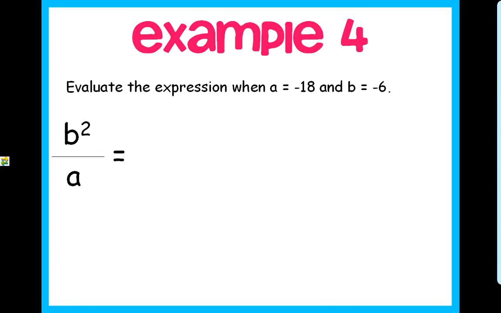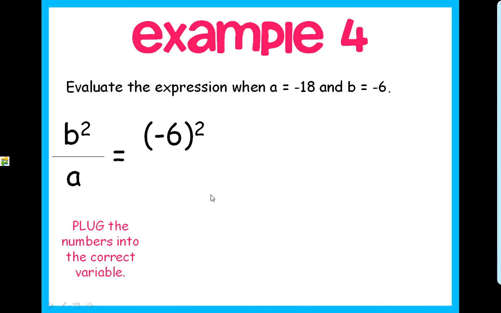Now, you're also going to see problems like these. You're going to have to evaluate the expression when letters equal something. So evaluate the expression when A is equal to a negative 18 and B is equal to a negative 6. Evaluate just means to solve. So what we're going to do is plug in the numbers into the correct variable. So B is a negative 6. So all I did was plug in a negative 6 here. Notice I put it in parentheses because we don't want to get it confused. The negative goes with the 6, so we're going to keep it with the 6. And then our A is a negative 18. So we just plug it in.